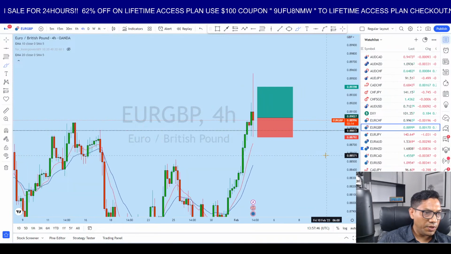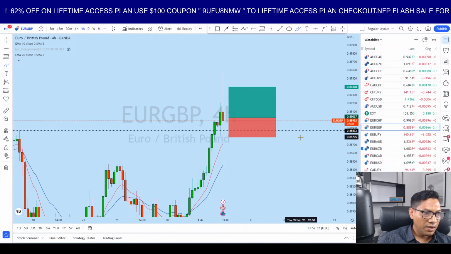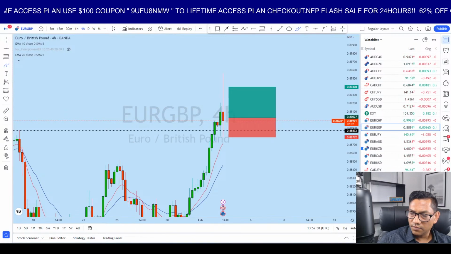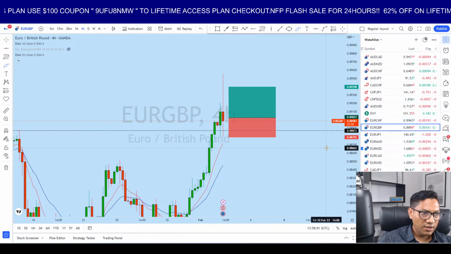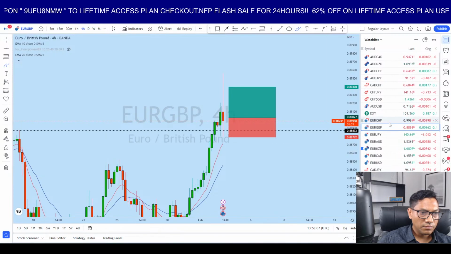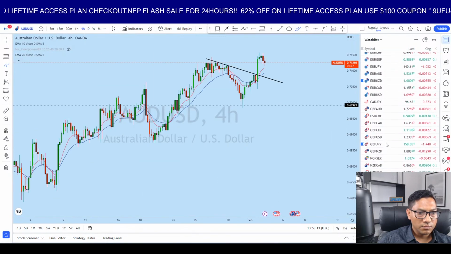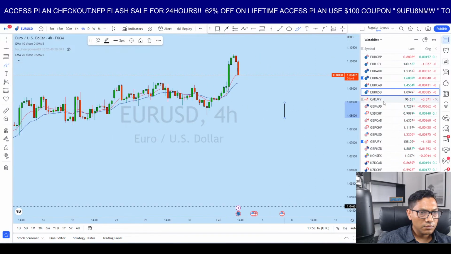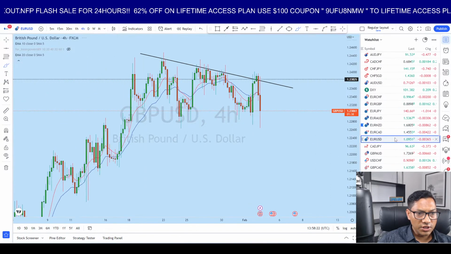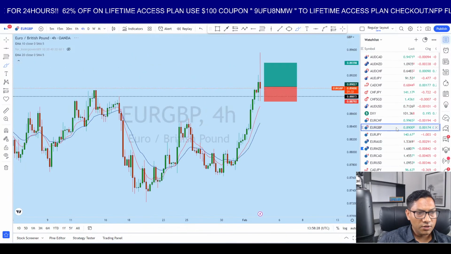And as you can see, Euro GBP, for me, it's just because a big movement happened. And let's see what happens. We just opened the trade here. The reason is Euro GBP is highly volatile. So you see that Euro dollar, GBP USD, all those pairs are now reversing.